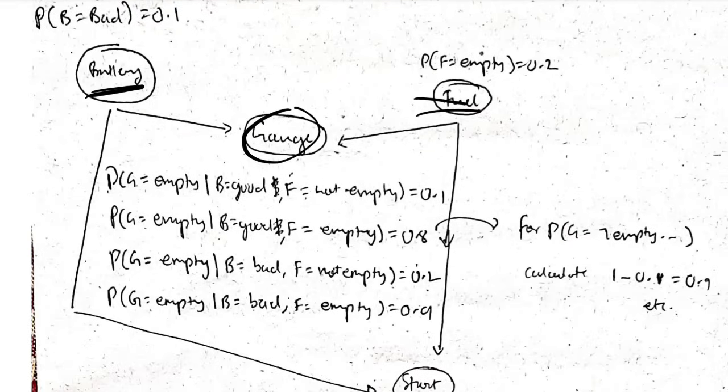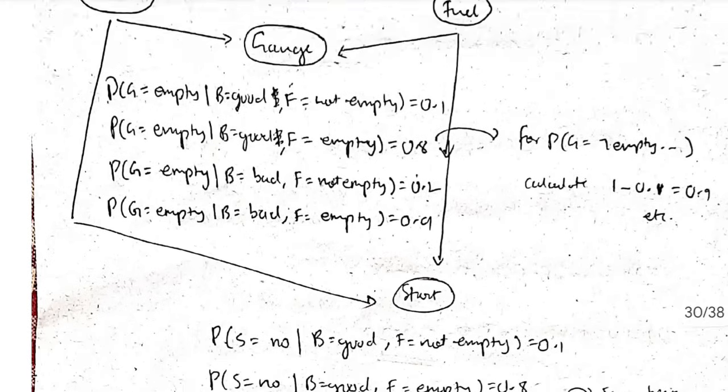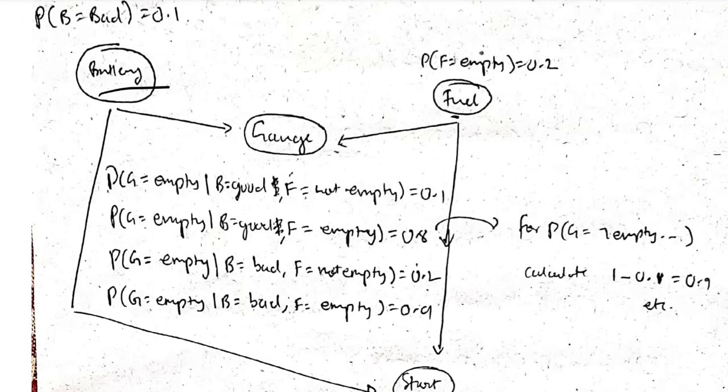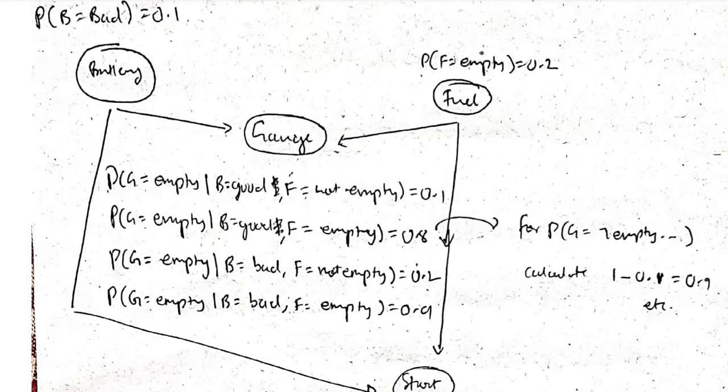The gauge is dependent upon the battery and fuel. Gauge can be empty or full, and the same thing goes for start. Car can start or not start based on two things, fuel and battery. See, this arrow is here, this arrow is here, means gauge is dependent on these two. Battery and fuel lead to start. So the start is dependent on fuel and battery, but there is no connection between gauge and start, so I should not consider that one.